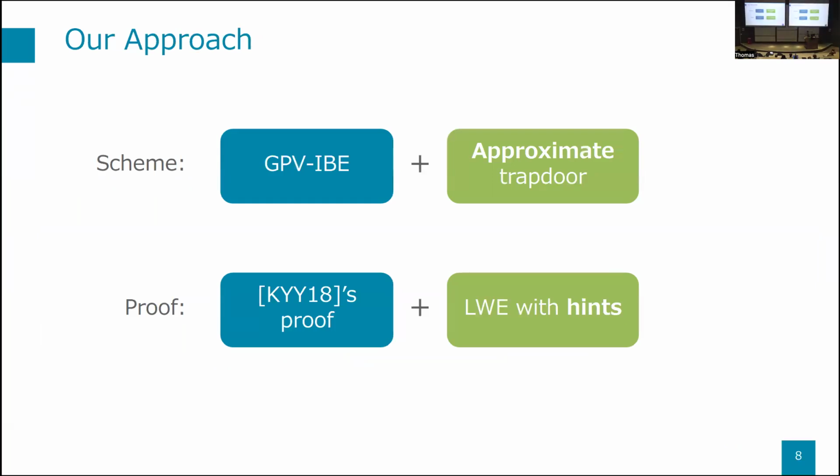So our approach is simple. Our scheme is obtained by instantiating a GPV IBE scheme by compact approximate trapdoor sampling. Then our security proof is obtained by combining the K-wise tight security proof with RLWE with hints.